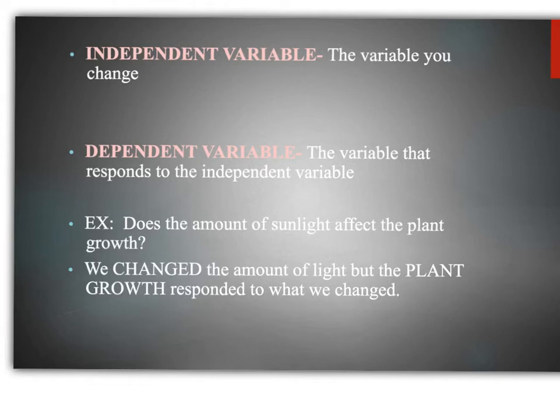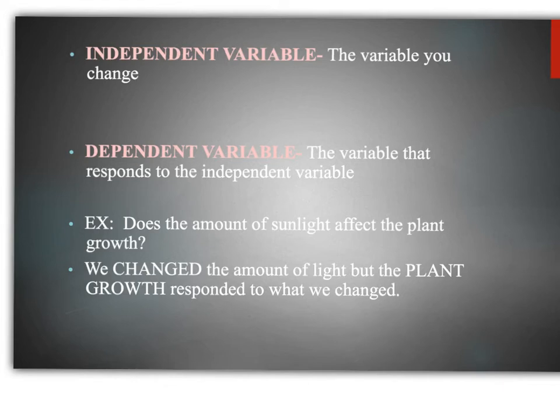So I want you to, on that T-chart, write the words independent variable on the left-hand side, and on the right-hand side, it's the variable you change. And the dependent variable is the other variable. This is a variable that responds to the independent variable. So it changes or something happens because of what you changed. Okay, so you're going to write the words dependent variable on the left-hand side of your chart, and on the right-hand side you would write the words the variable that responds to the independent variable.